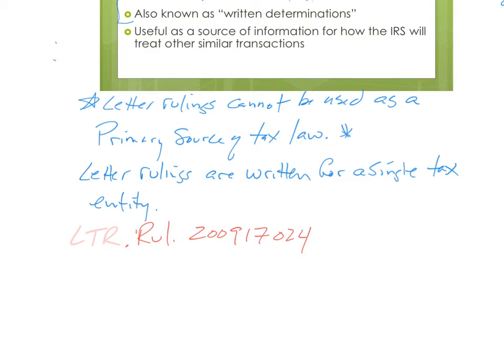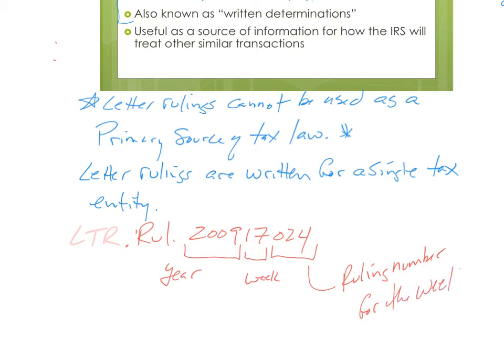So these first 4 digits are the year. These next 2 digits are the week of the year. And the last 3 digits is the ruling number in the week. So that is what all of those numbers mean.